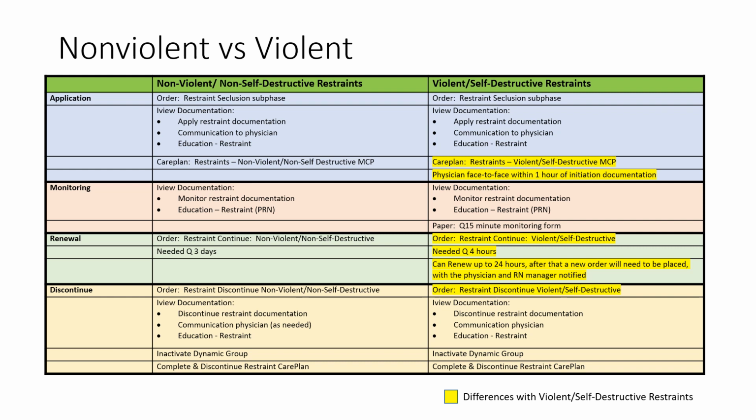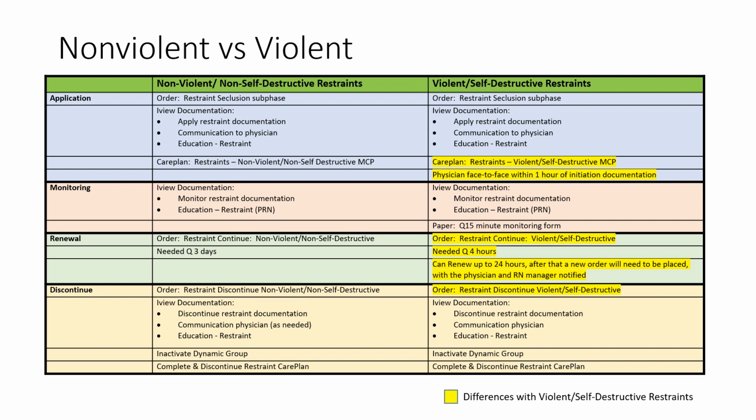Some minor changes, we select the violent self-destructive option for all the orders and care plans rather than the non-violent options. And the monitor task can be found under the continuous task tab rather than the scheduled unscheduled tab. The major change is we now need a physician face-to-face documented within 1 hour of initiation. This can be done on a paper form or in a progress note.